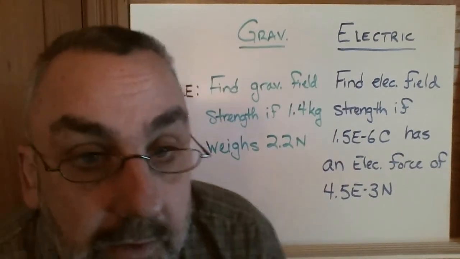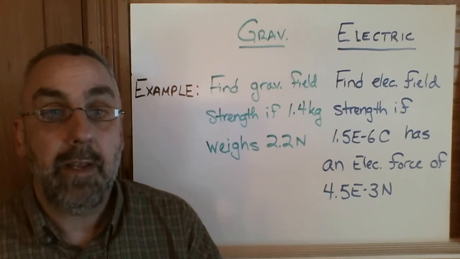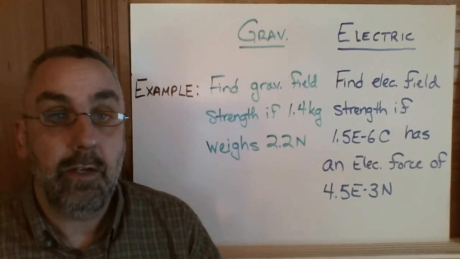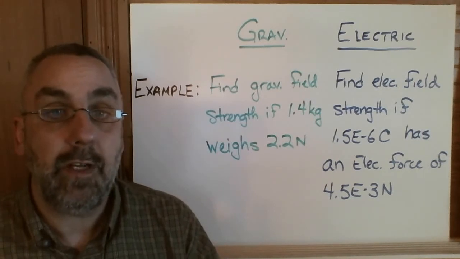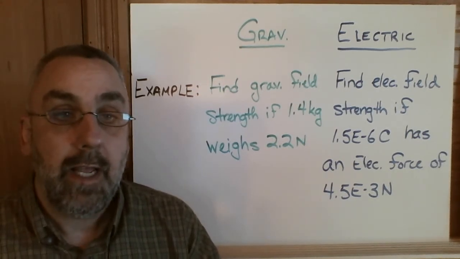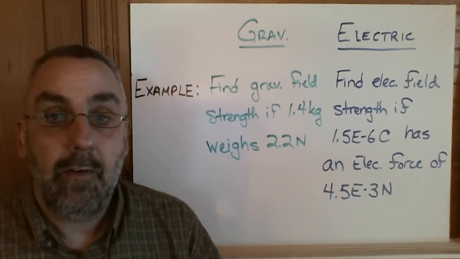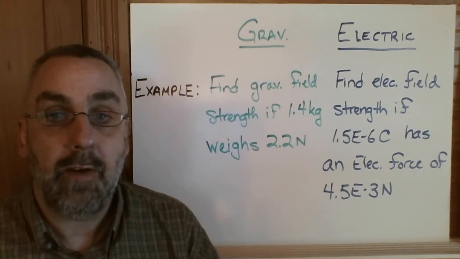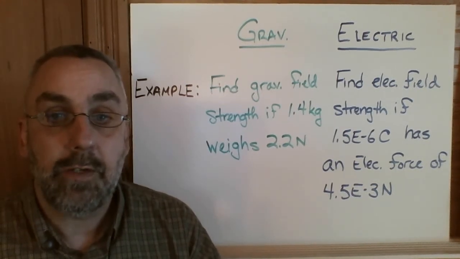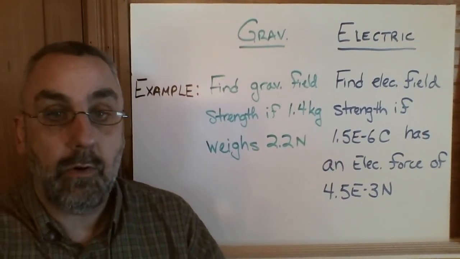And finally, I've got two examples here, and I'd like you to finish these up and put the answers in your notes. You can give me a formula, then substitution with numbers and units, and an answer with units. For gravitational field, I'm asking you to find the gravitational field strength if a 1.4 kilogram mass weighs 2.2 newtons at a certain spot in the field. And then for the electric field, please find the electric field strength if 1.5 microcoulombs, that's 1.5 e minus 6 coulombs, has an electric force of 4.5 e minus 3 newtons. Finish these two up in your notes, and when I come around and check, I'll look for the solutions.